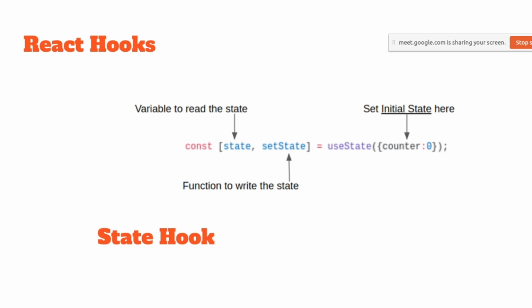Now the React component is done. Now we look into React state. How do we define React state? For React state, you can use a hook called useState. So useState will basically return two things. The first one is a variable to read the state, and the other is a function to write the state. And you can also initialize the state in this React hook.